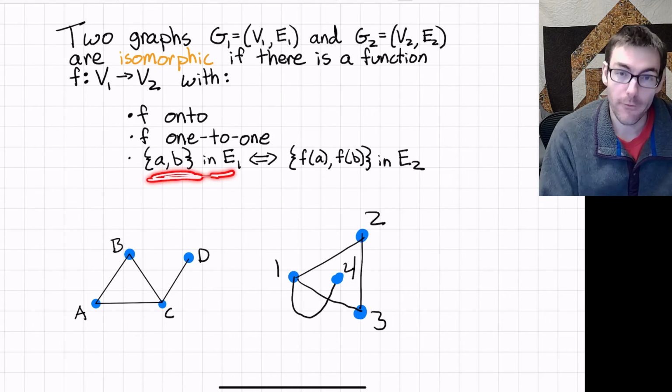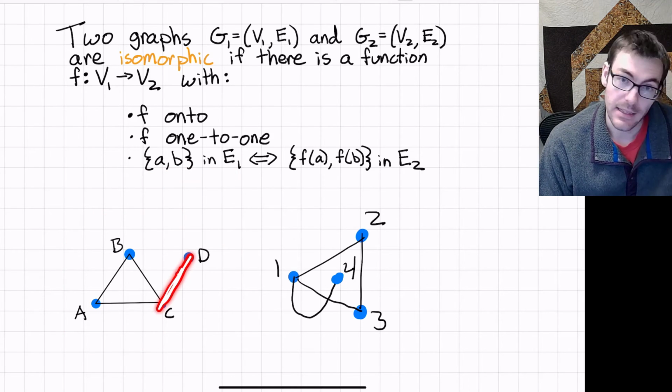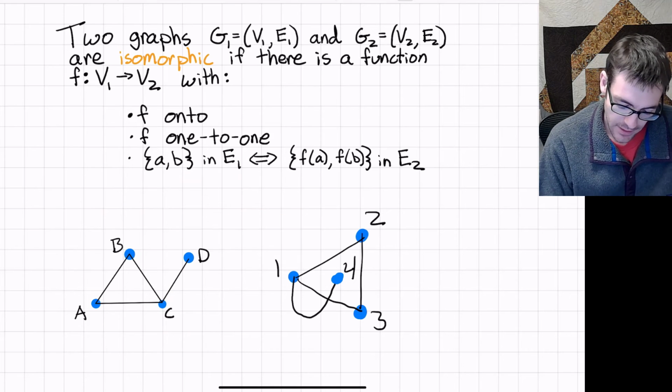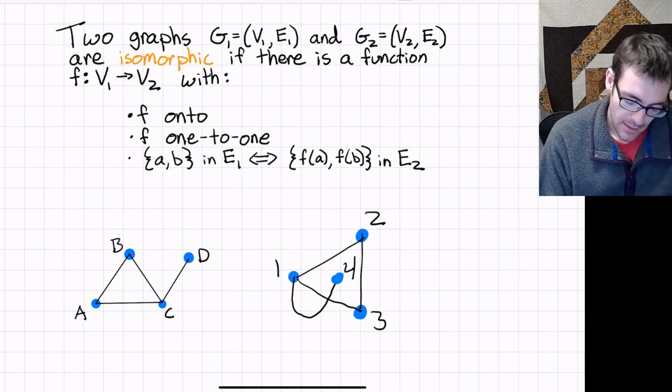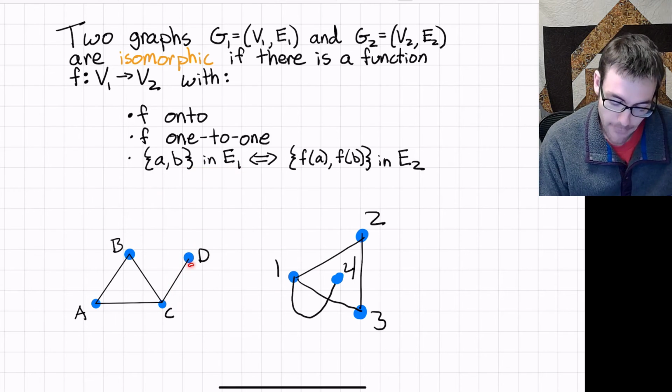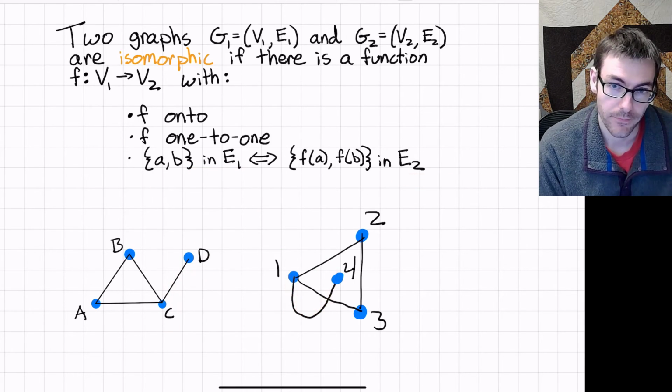So if we have some edge in the first graph, here's our G1, CD is an edge. If our function is telling us where each of these vertices go, we want the edges to come along for the ride. Since CD is an edge, we want f of C and f of D to also be an edge in our other graph.